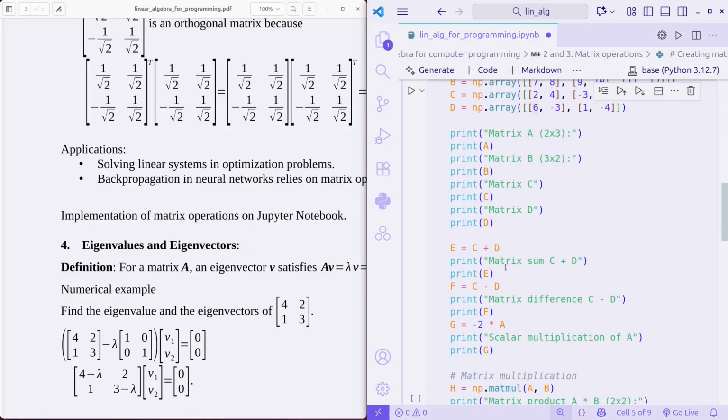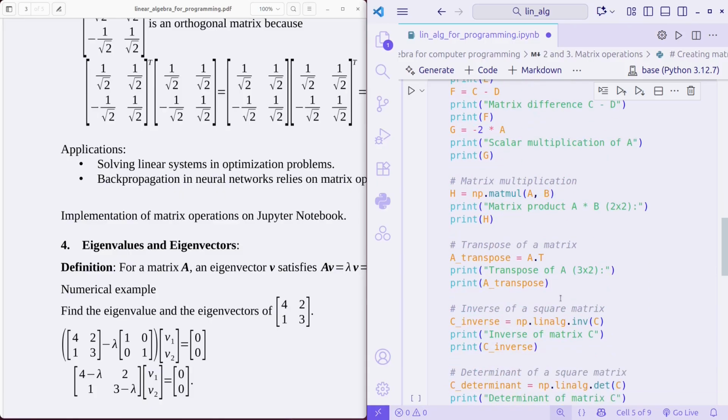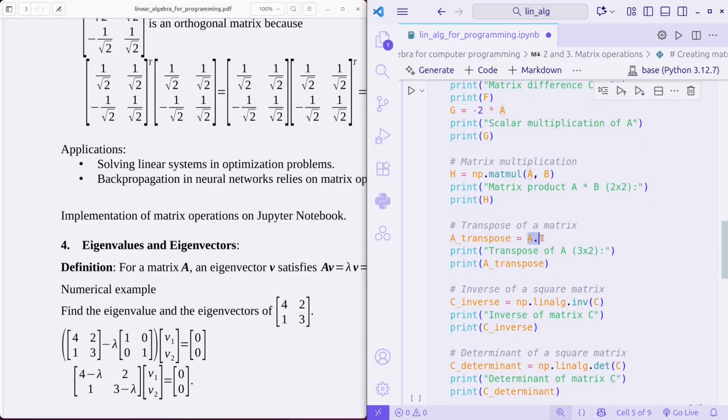And then I can do the addition, subtraction and scalar multiplication of the matrices. And then I'm also able to handle the matrix multiplication by using the np.matmul function. And then I put A as the first value and B as the second value. Then I'm able to get A times B. And I'm also able to get the transpose of the matrix by using A.T, so I'm able to get the transpose of A by using A.T.